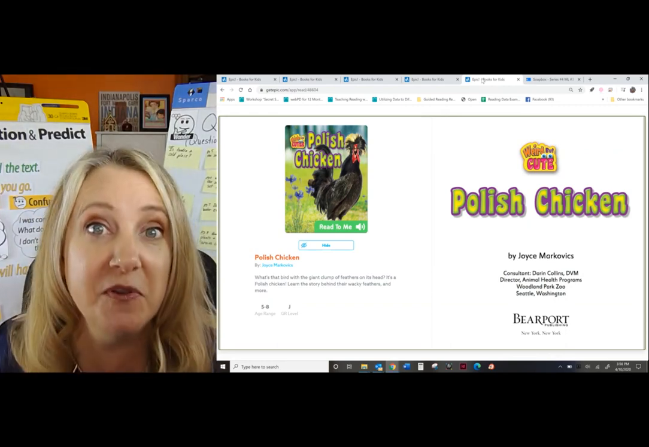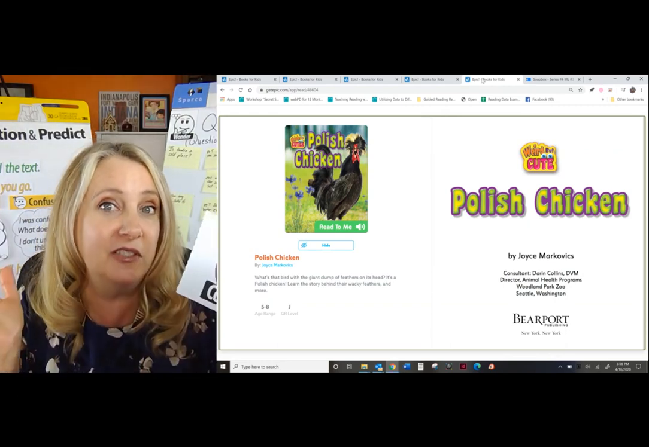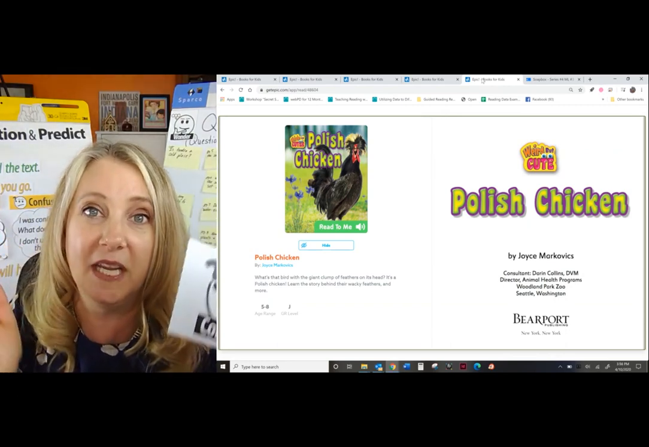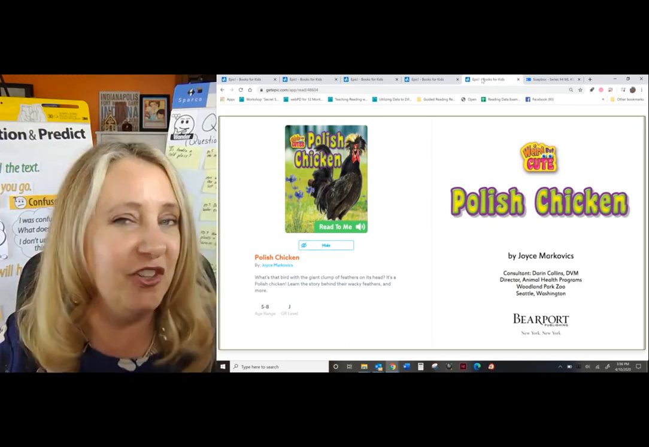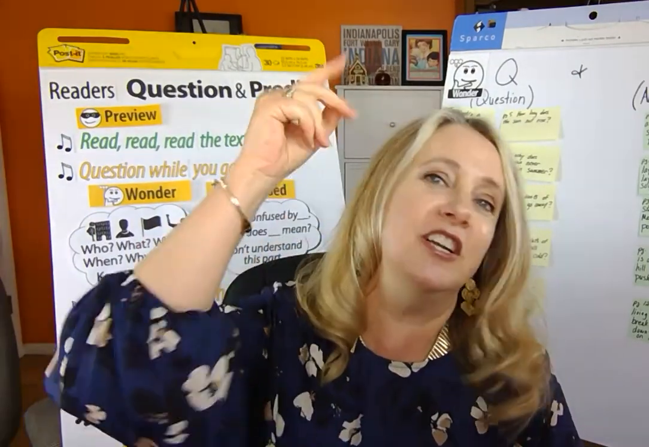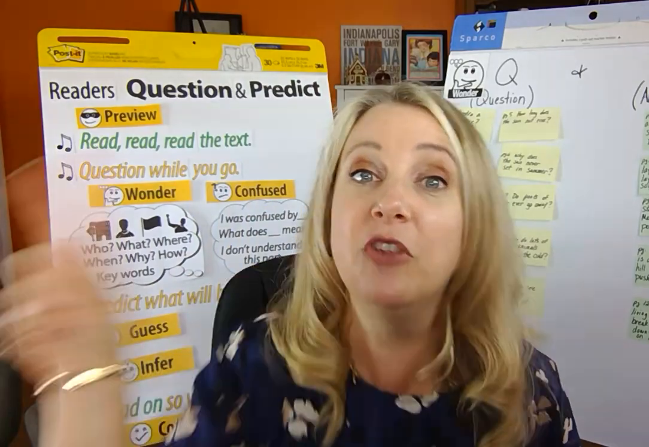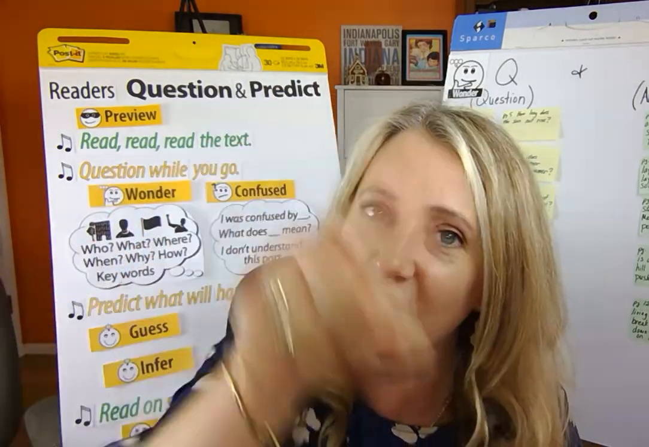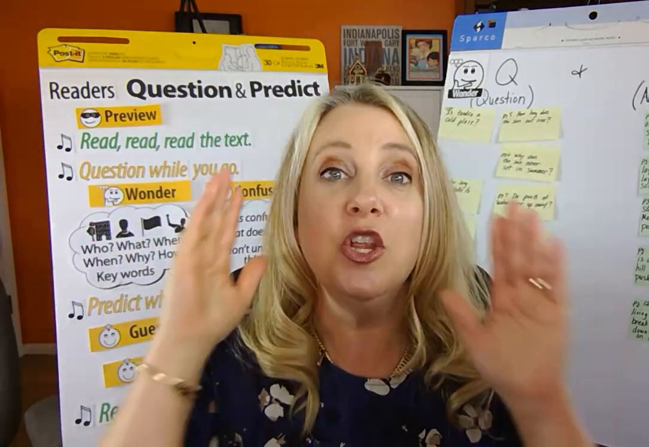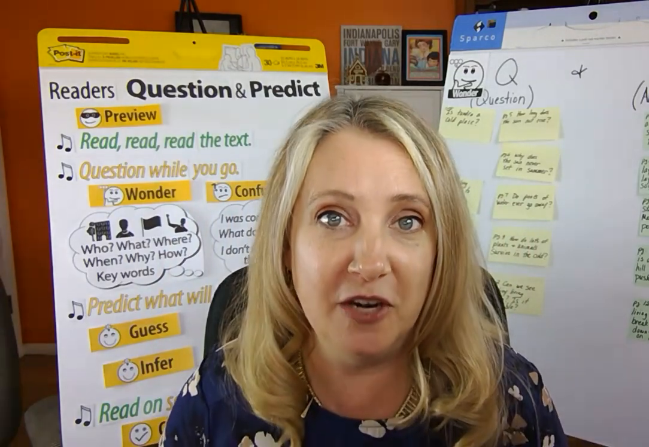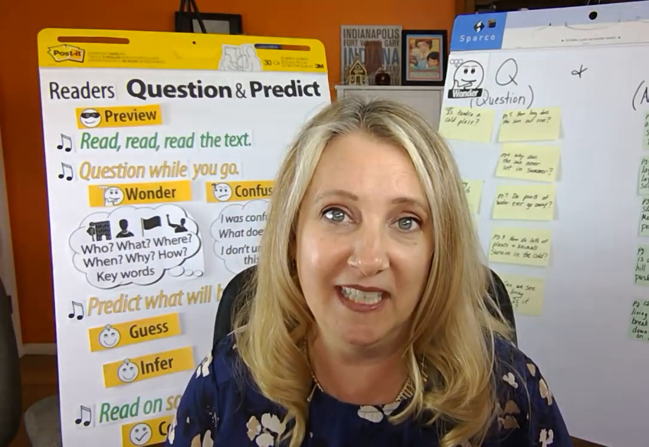All right, so if you come to some words that you don't know and you say, what's that word mean? Where are you going to go? To the text features, the pictures, the captions, the maps, and to the back of the book, to the glossary, because you can help yourself now as a reader to figure out what these words mean.